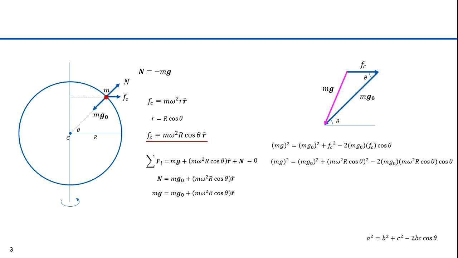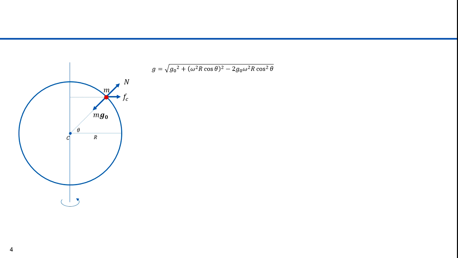Let's plug in the formula we derived for Fc: m omega squared R cosine theta. There are common terms, m and cosine theta, that we can combine, and we can factor out the mass term, m. The formula for g would be the square root of this. This is the formula for gravitational acceleration g at a given latitude theta.